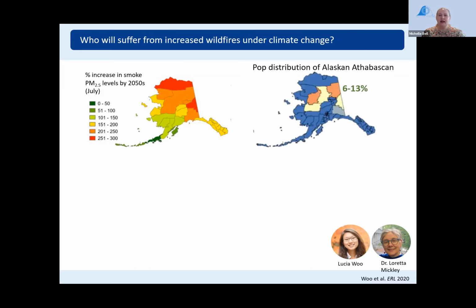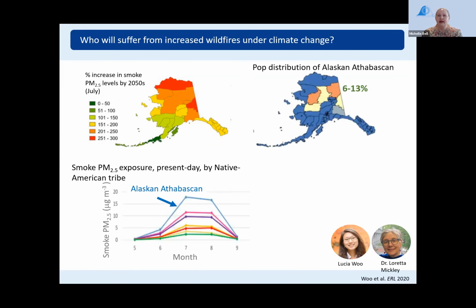compared to other areas. And we can overlay these spatial patterns with spatial patterns of where people live to think about how different populations will be affected. So this map shows the population distribution of the Alaskan Athabascan tribe. And this figure shows month-to-month estimates of wildfire smoke, this is present day, for different indigenous populations. And you'll see that everyone's affected, but based on these different spatial patterns of where the smoke is happening and where people live, some people are much more affected than others.